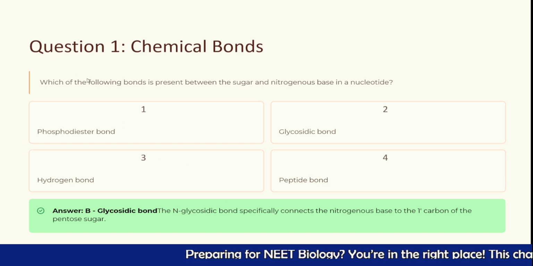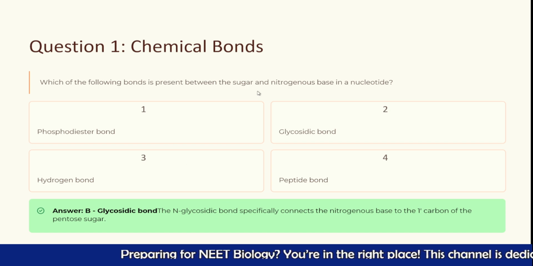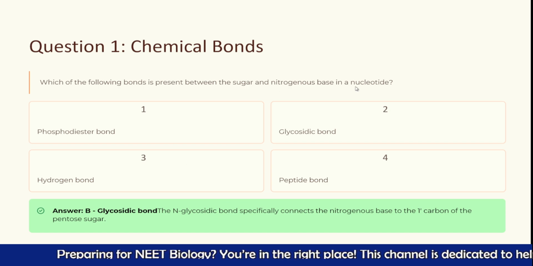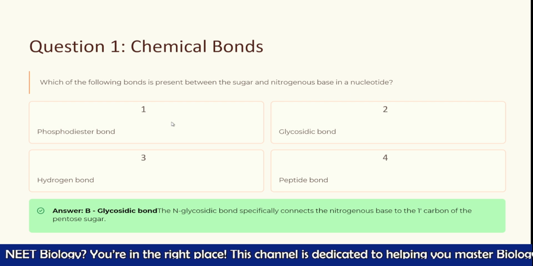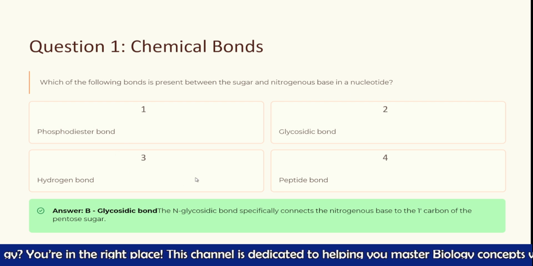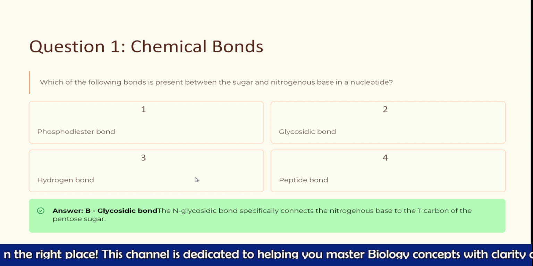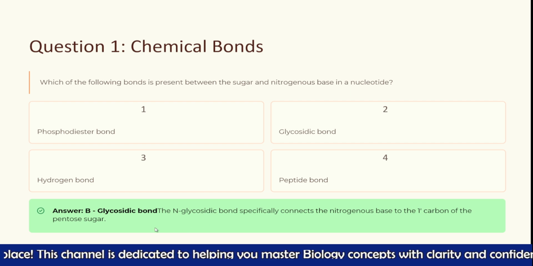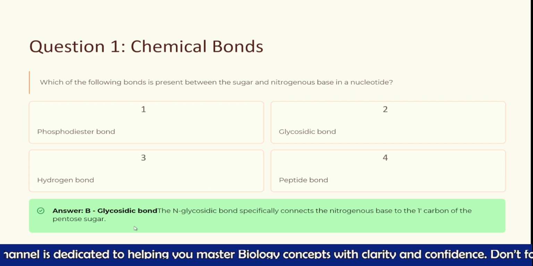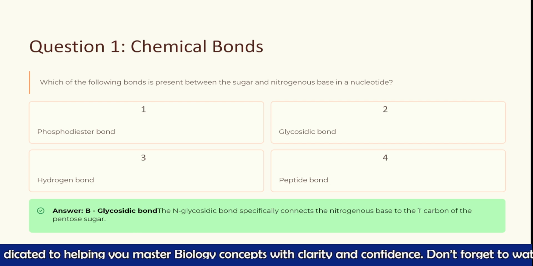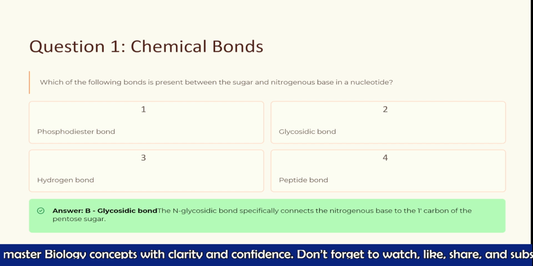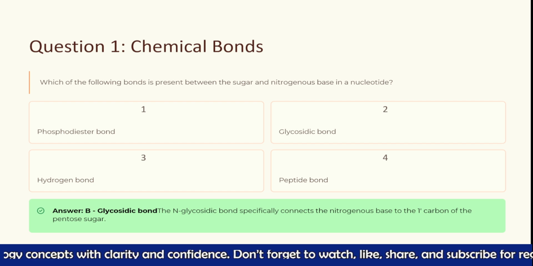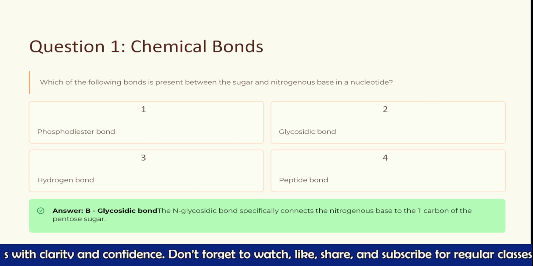Very first one: which of the following bonds is present between the sugar and the nitrogen base in a nucleotide? The answer is the glycosidic bond. What type of bond? The N-glycosidic bond is present between the first carbon atom of the pentose sugar and the nitrogen base. So you learned one important question: the bond present between the sugar and nitrogen base is the glycosidic bond.